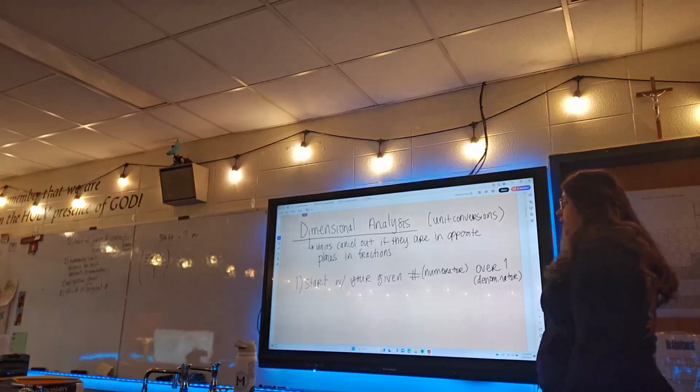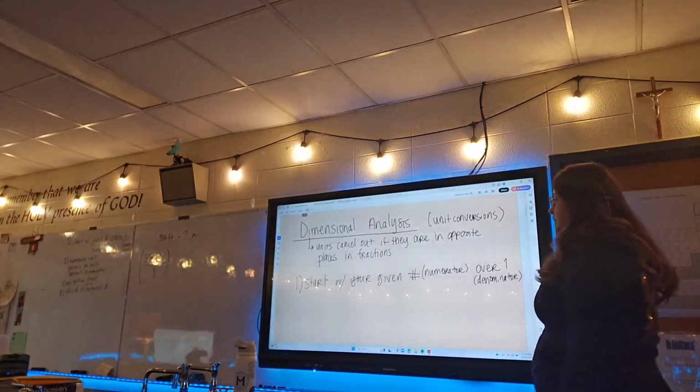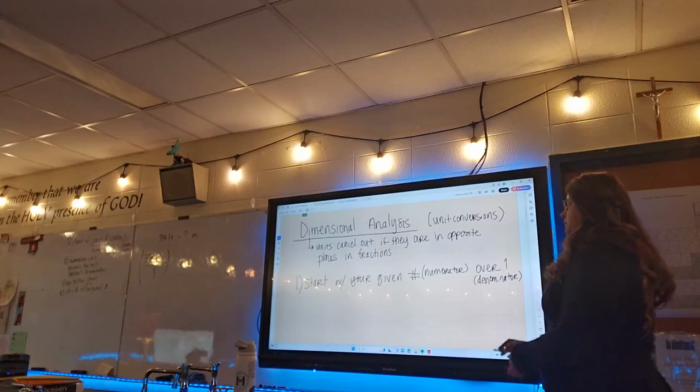Why do we need to do that? Why do we need to put that one as the denominator? Just as a placeholder. It's to keep the math tidy for us.